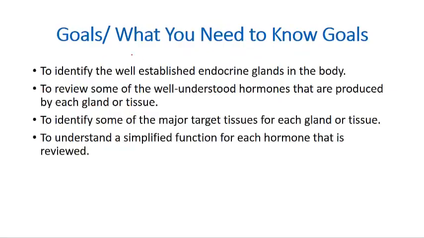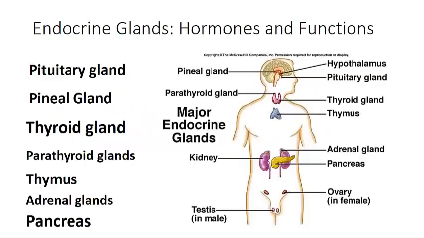The goals for our learning are to identify the well-established endocrine glands in the body. We will also see what hormones those endocrine glands are secreting and what their target organs are, and we'll also talk about their functions and why we need those different varieties of hormones. We will also understand how a hormone works on the target organ or target tissue. So let's begin.